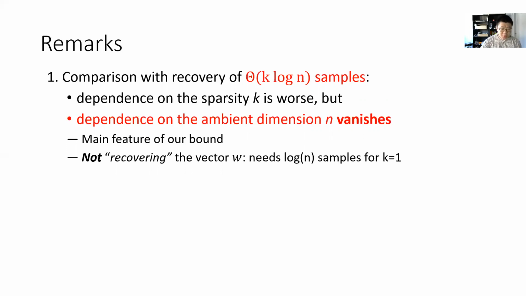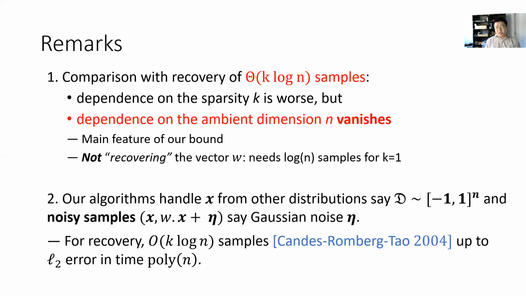Okay. Another thing I want to add here is that we will consider x generated from other distributions, say an n-dimensional distribution D, like uniform on the solid Boolean cube, that is the interval minus 1 to 1 to the n. And for the noisy samples, say we add Gaussian noise eta on the label w dot x. So in this setting for recovery, the seminal work of Candes, Romberg, and Tao shows how to recover W with k log n samples in time polynomial in n.